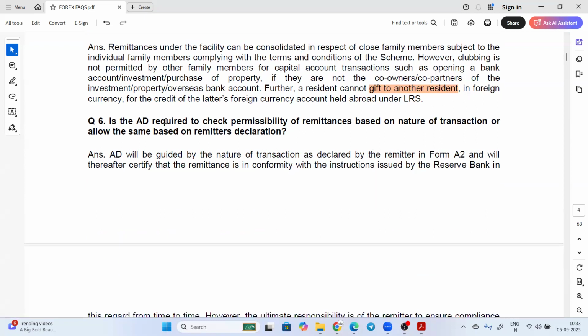Let's see the next question. Is the AD required to check permissibility of remittances based on the nature of the transaction, or allow the same based on the remitter's declaration? The AD will be guided by the nature of the transaction as declared by the remitter in Form A2. So friends, you would all be remembering, what is Form A2? Form A2 is very important.